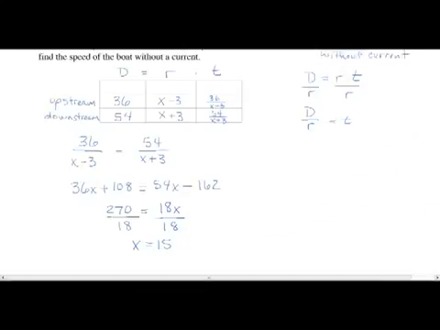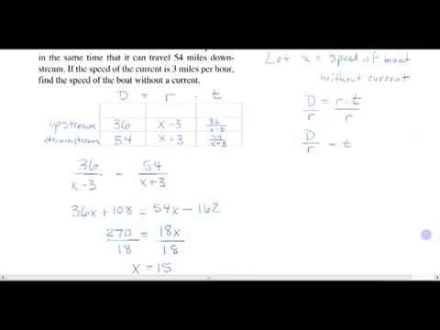Let's make sure that this makes sense in the context of the problem. If I'm going upstream, I have 15 minus 3 is 12 miles an hour going upstream, and 15 plus 3 is 18 miles per hour going downstream. So we know that the answer is 15 miles per hour.